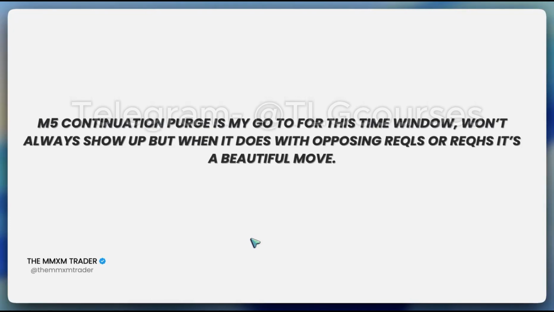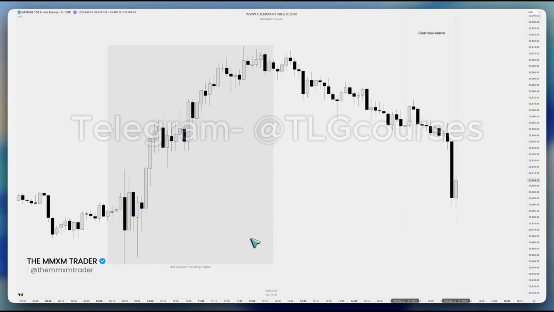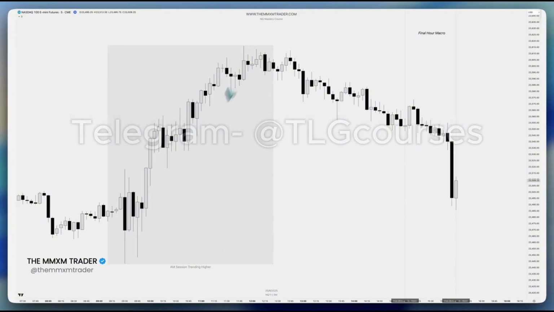M5 continuation purge is my go-to for this time window. It won't always show up, but when it does, opposing the relative equal highs and lows, it's a beautiful move. Okay, so here's an example. The AM session was trending higher.